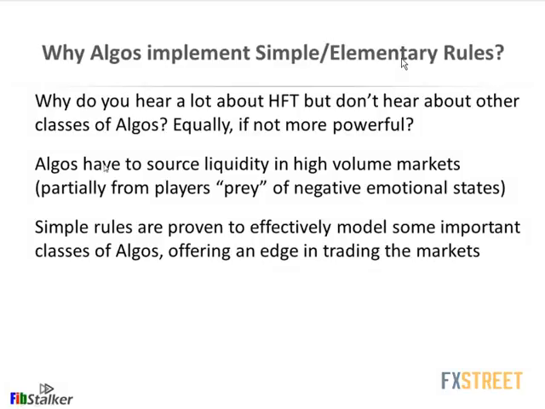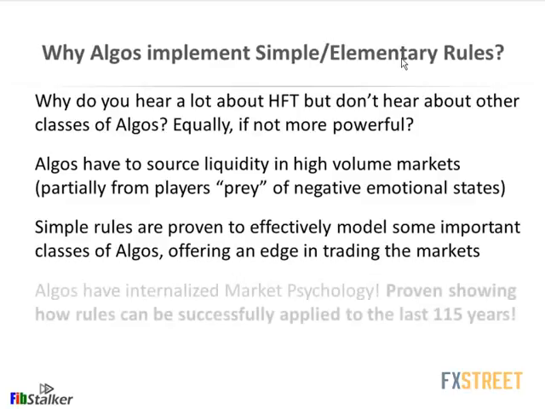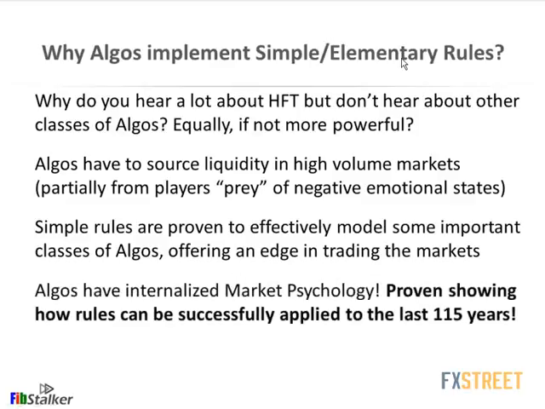So the rules we use to model what algorithms are doing in the market are very, very simple. And most importantly, algorithms have internalized market psychology. What that means is that the rules we use to model algorithms have proven to work when we apply them to the last 115 years of market data. So we apply this to the Dow Jones first, and then the SP 500, and so on, up to our modern and current markets.